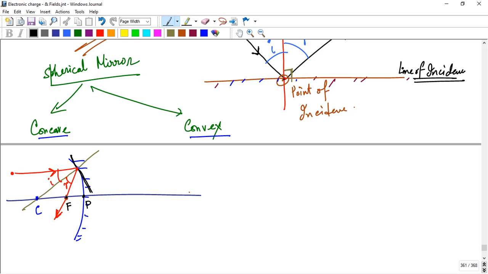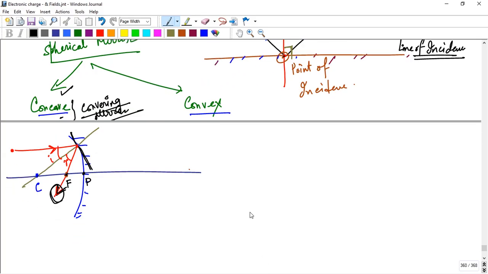There is the center of curvature, focus and pole, and you see that the reflected rays converge at a point. All reflected rays converge and meet at a single point, and this point is called the focus. That's why this is called a converging mirror, or concave mirror.